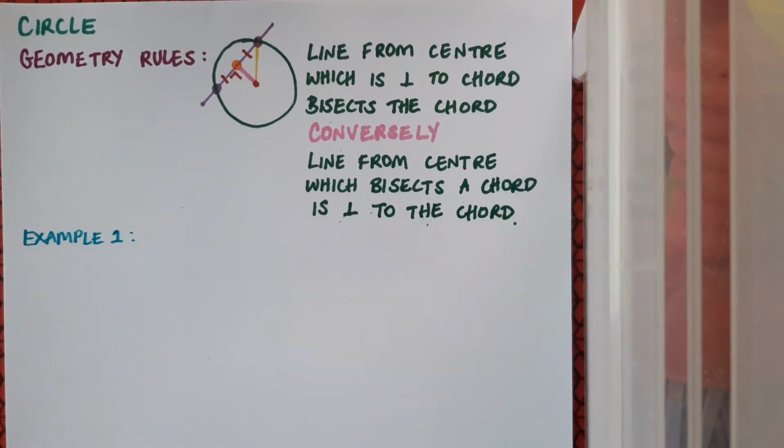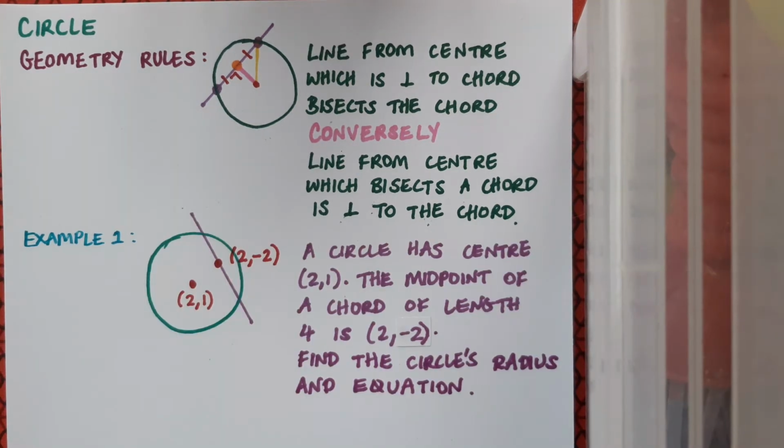Okay, so here's an example first of all. In this example we have a circle and we know its centre, and we also have a chord that we know the midpoint of. Centre is (2, 1), and the midpoint of the chord is (2, -2). And I also know the length of the chord. And now I want to find the circle's radius and equation.